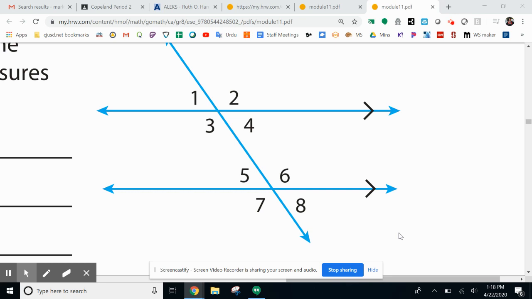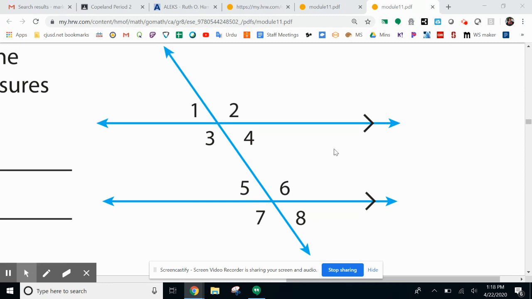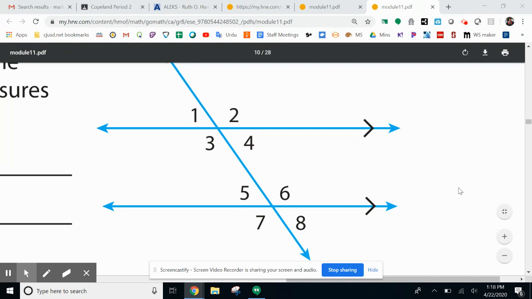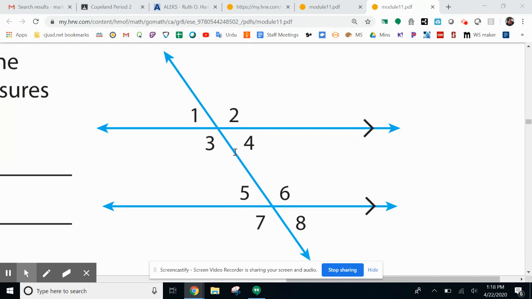Hello, everybody. Today I'm going to be talking about some of our angle relationships in parallel lines, and specifically when parallel lines are cut by a transversal. If you're following along with our virtual book or our hard copy book, we're doing stuff in 11.1. There's some different vocab we're going to talk about, but this diagram that I have here, we're going to use a lot.